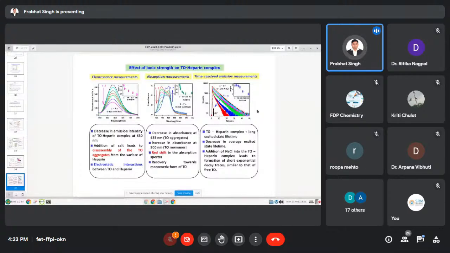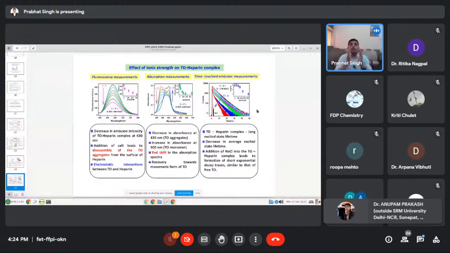The idea is that since it is an electrostatic interaction between a cationic and anionic species, if you put salt into it and increase the ionic strength, it will screen the interaction between the interacting partners. If it screens the interaction, what will happen? Then it becomes weaker, and once this interaction is weaker, the complex will break. And that is precisely what we see in this case: when you increase the salt, we see a decrease in the emission of the TO and heparin complex, thiazole orange and heparin complex, and this goes on decreasing.